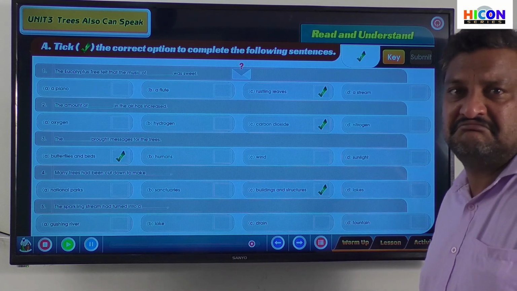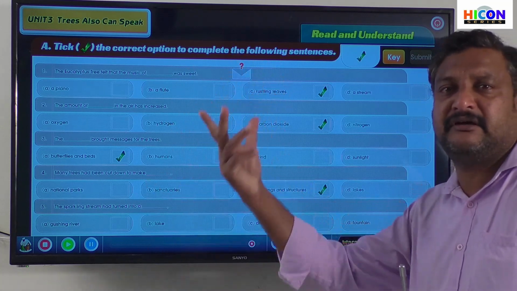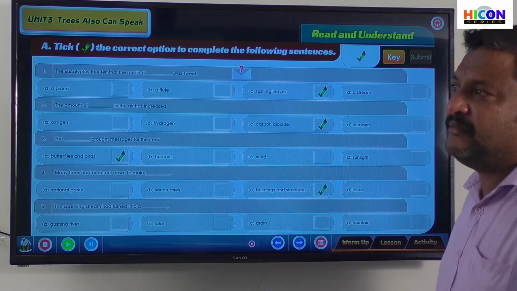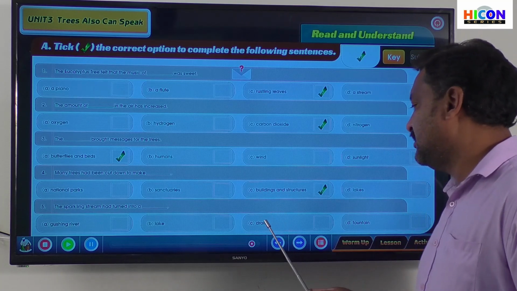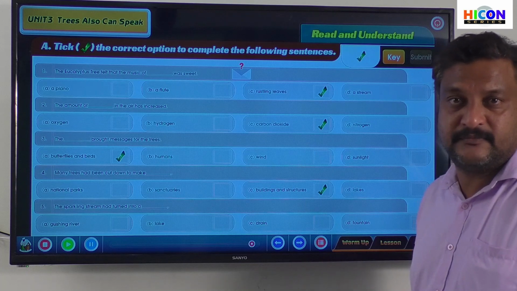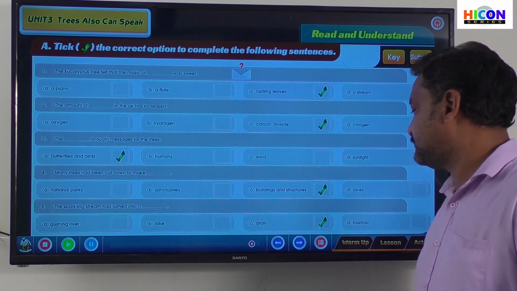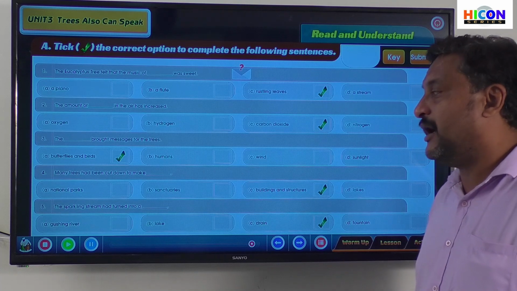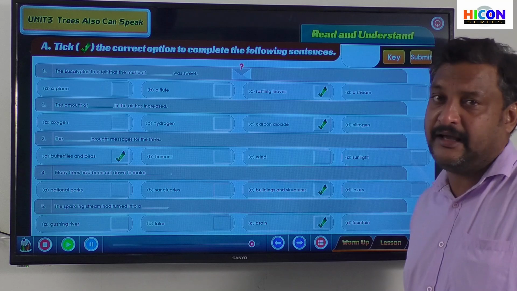Fountain. Fountain means what? Yes, the water is coming up and making a display, isn't it? Can a spring become a fountain? No way. So what has it become? A drain. Right? So we will drag and drop a tick mark here. So the sparkling stream had turned into a drain is the answer.